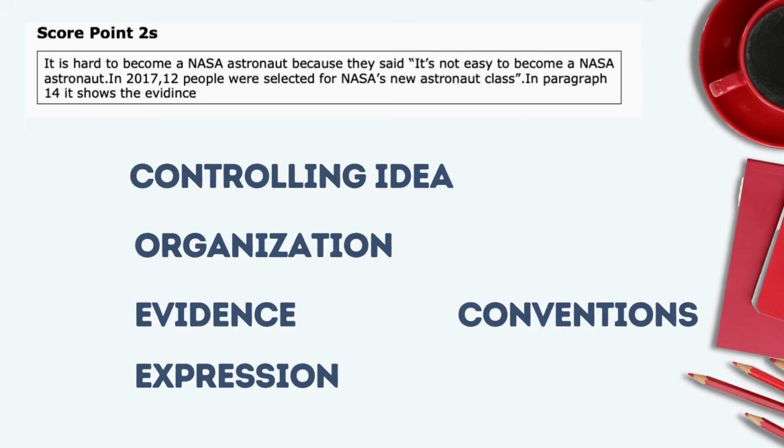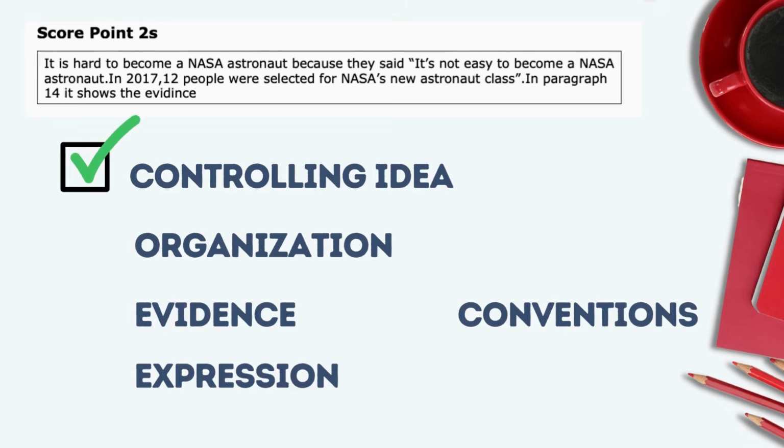So now we move on to a 2, and I think this one's interesting because it got 2 points, but it is very short. It is hard to become an astronaut because they said it is not easy to become a NASA astronaut. In 2017, 12 people were selected for the NASA's new astronaut class. In paragraph 14, it shows the evidence.